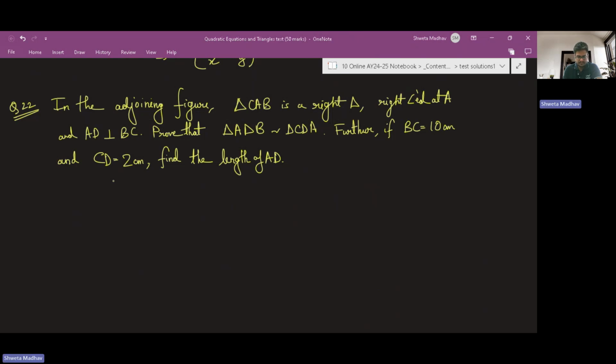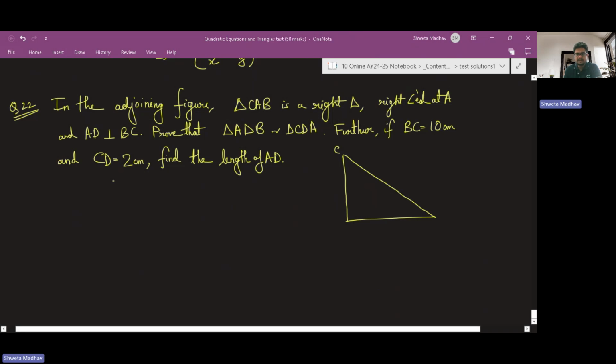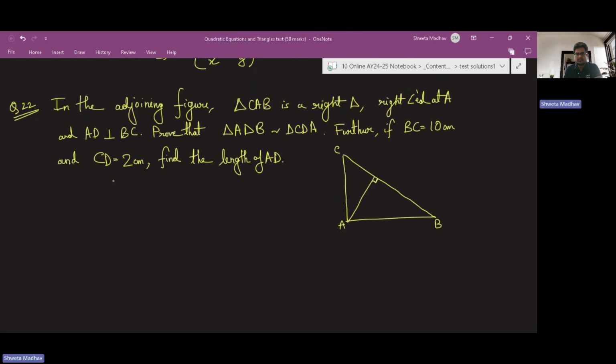So in the figure, it is like this. CAB, this is AD. This is the right angle, so AD is perpendicular to BC. Prove that triangle ADB is similar to triangle CDA.